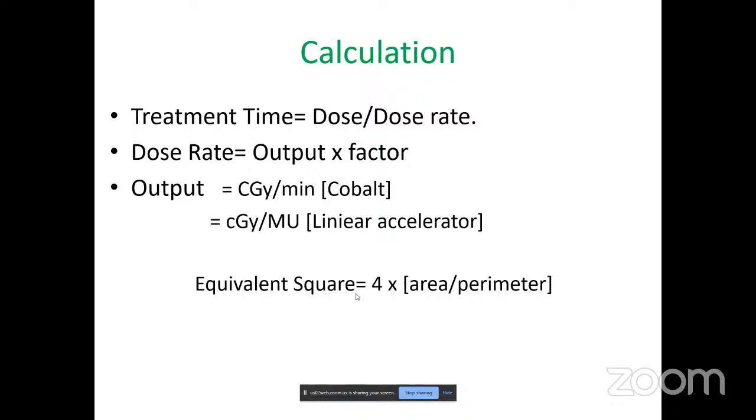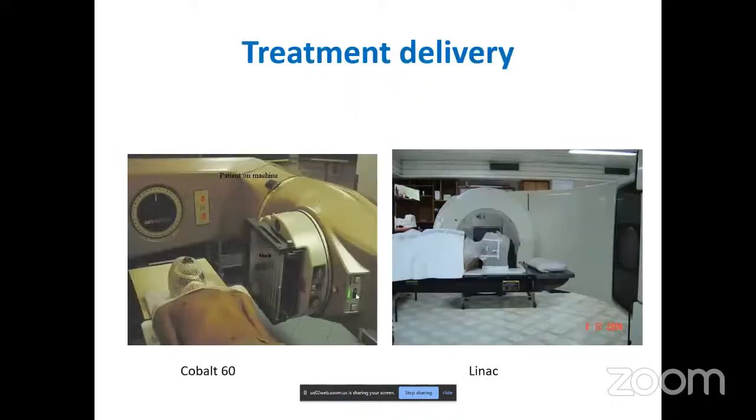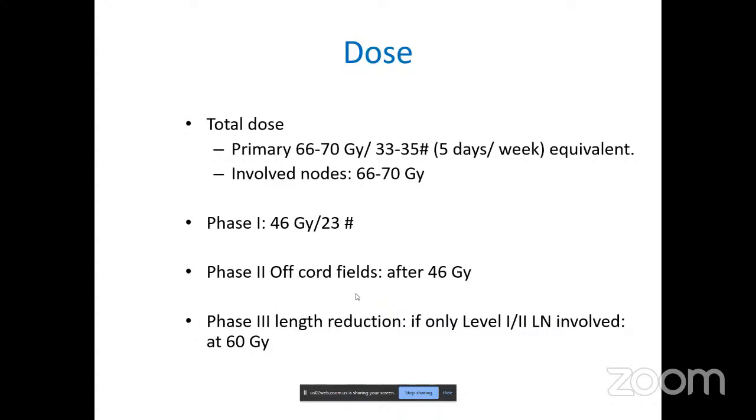Once you are done with your portals, you check the equivalent square, that is 4 into area by perimeter. In the case of cobalt, you have the chart of equivalent square along with the PDD chart. From there you can get the PDD, and with the PDD you can calculate the output and the treatment time. So this is the treatment delivery method with the cobalt and linear accelerator.